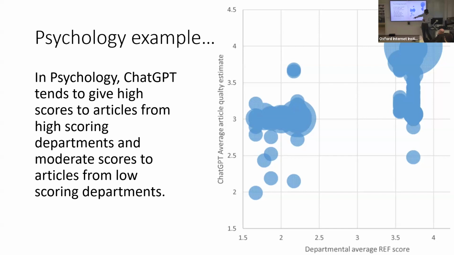Whereas the lowest scoring department scored between 1 and 2, or just over 2, and they tended to get a 3 or lower, and they didn't get any of the 4-star scores from ChatGPT. So it was fairly good at differentiating. It's not perfect, there's some overlap, but it was fairly good at differentiating between articles from high scoring departments and articles from low scoring departments. So this was the best case, psychology. The others had more overlap.